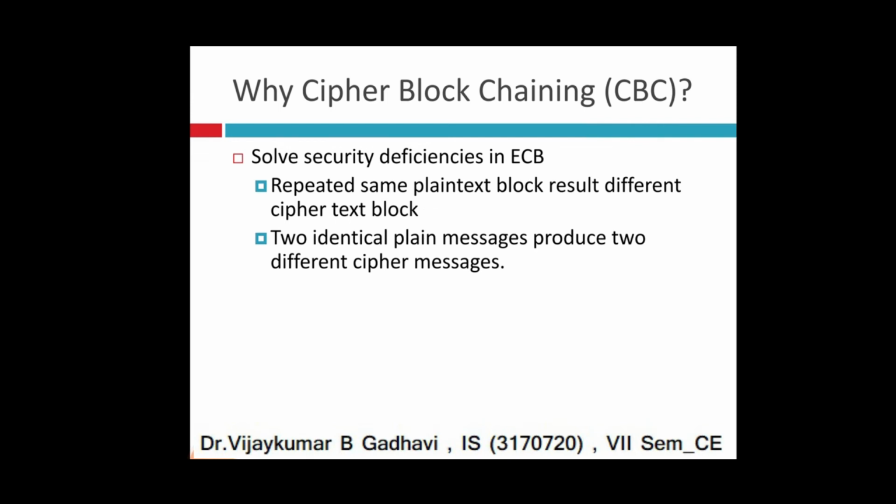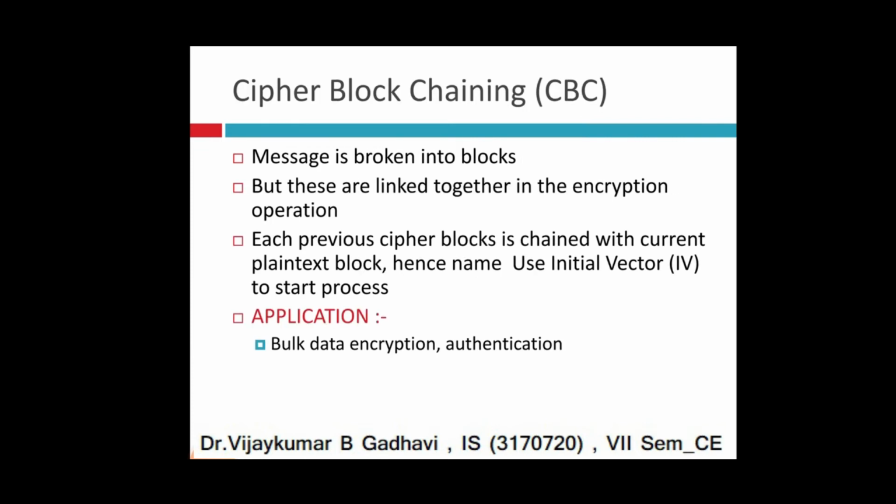Here is our next topic, and one more important question that is also asked many times in the GTU examination: why cipher block chaining, why do we use CBC? It's used to solve security deficiencies in ECB. It's a 3 marks question. Repeated same plaintext blocks result in different ciphertext blocks. Two identical plain messages produce two different cipher messages.